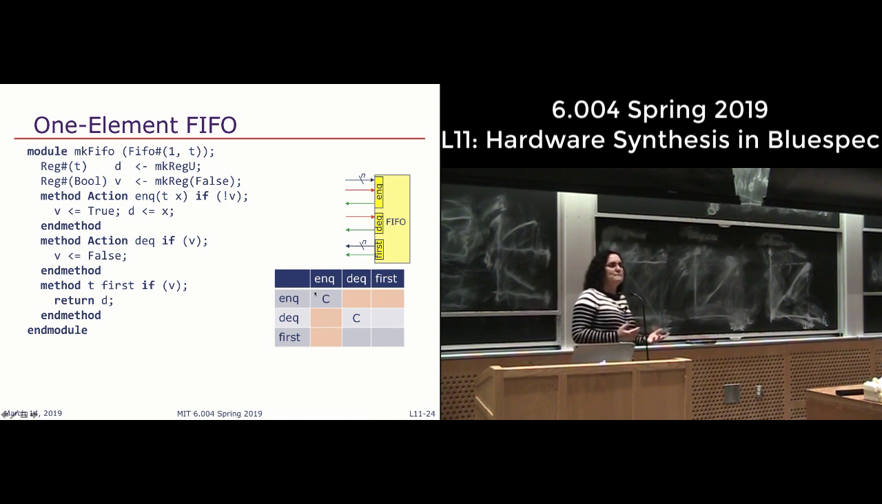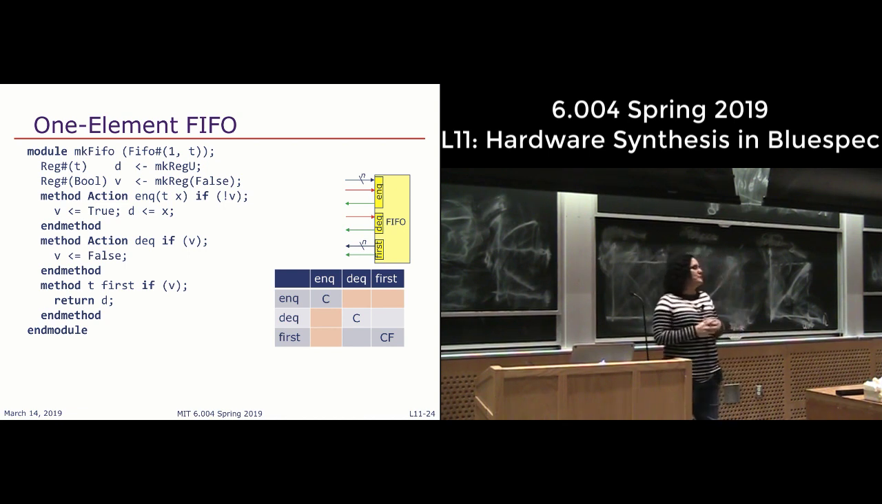So it's a one-element FIFO. So can I do two NQs at the same time? What would that mean? I can't, right? I can only NQ one thing into my one-element FIFO at any point in time, and so there's a conflict if I try to do two NQs in parallel. Similarly, if I try to DQ two things at the same time, there's also a conflict. But what about if I try to call first twice from two different methods? Is there a problem with two different methods reading the value that's currently in my one-element FIFO? No, right? So that's considered conflict-free.